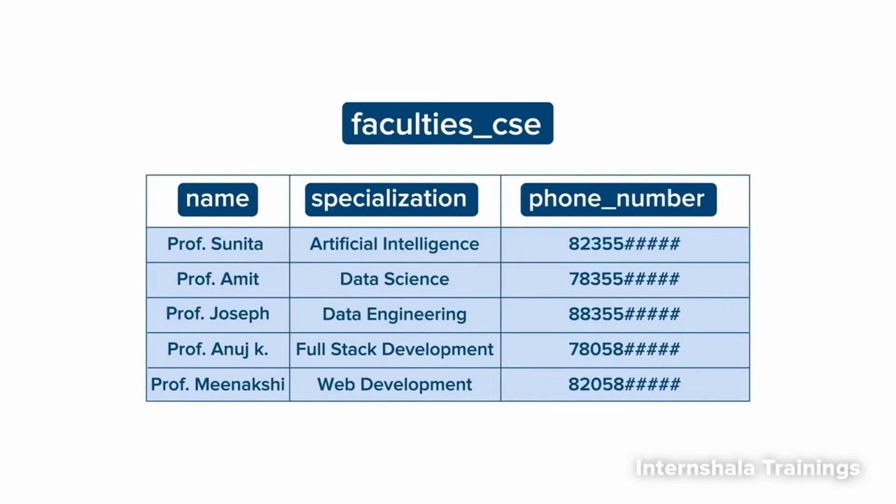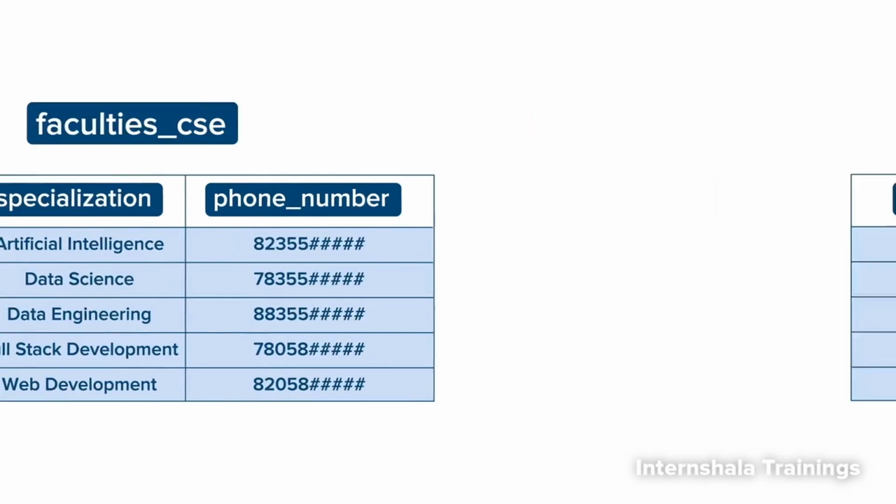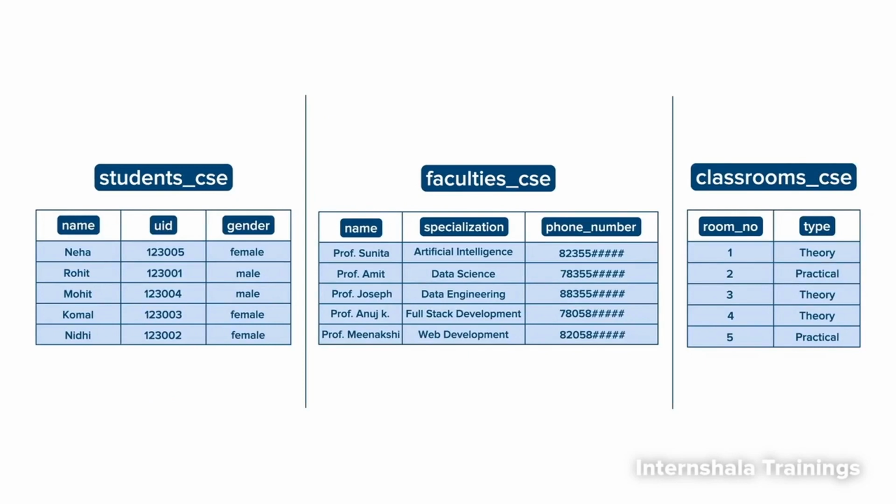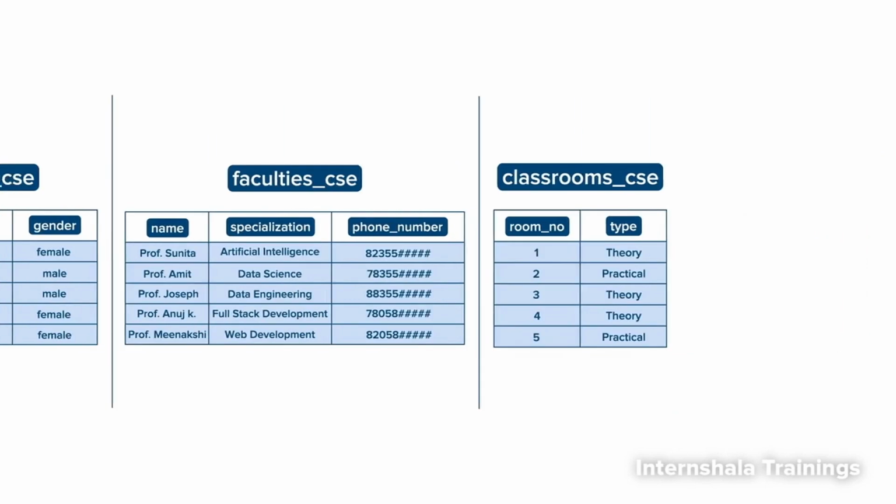Similarly, we have another table faculties_CSE where we can have details about the faculties who are teaching in the CSE department. We can have another table named classrooms_CSE that stores the information of rooms that are available for theory and practical classes. In the same way, you can think of other tables, but for now, let us focus on these three tables that I just talked about.